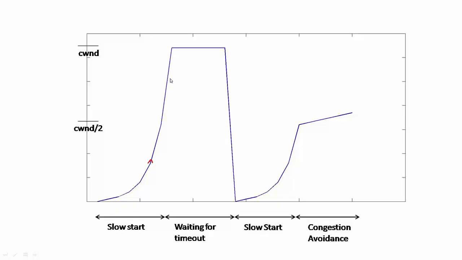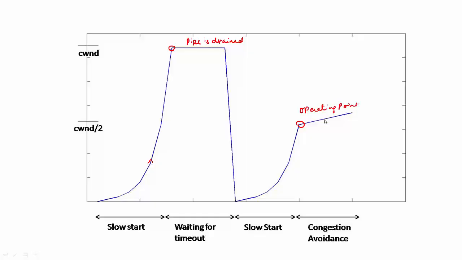And as you keep doing this, finally you're going to push the network into congestion, and that happens at this particular point. So then you're going to wait for a timeout. During this time, the pipe is drained. So as soon as you time out, you cut the congestion window by half. So this is your operating point.